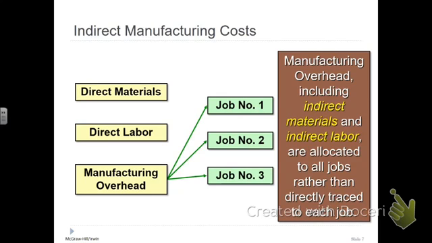I would keep track of the number of pieces of wood or the number of pieces of drywall, but I'm not going to keep track of the number of nails or the amount of glue. So we're going to take those indirect materials, add them to indirect labor, and allocate them to jobs based upon some rate. We're going to talk about how to calculate that rate in a couple of minutes.